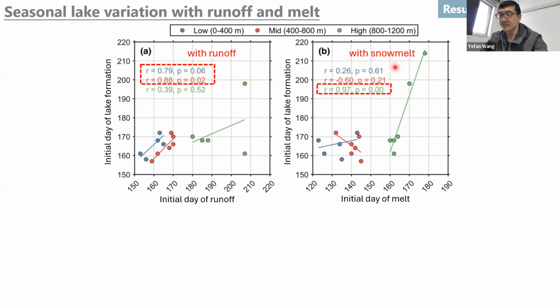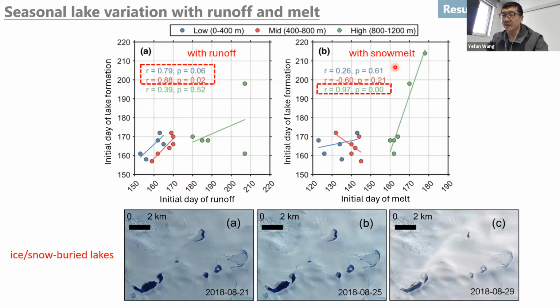So why does it happen? I noticed the ice and snow bright lakes. For example, at the end of the melt season, in the high elevation regions, we can see some lakes are gradually covered by ice and snow. But actually, I think because these lakes are very large and deep, they are not totally frozen. They are just covered by the ice and the snow.